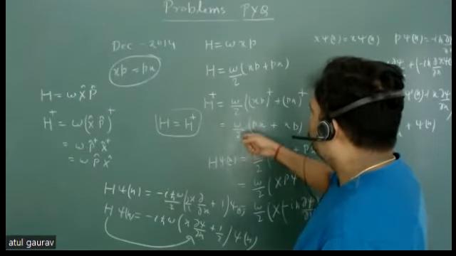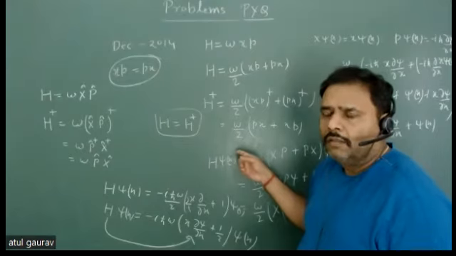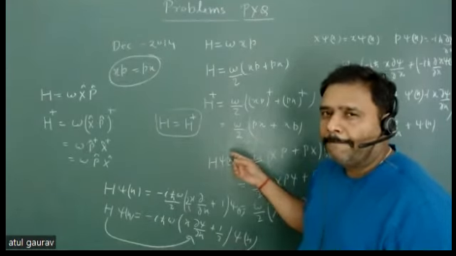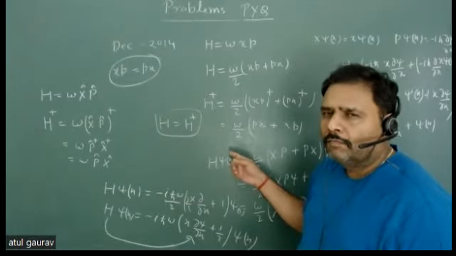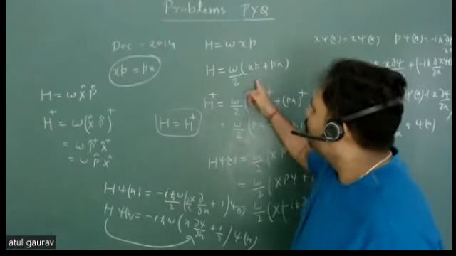I have proved this thing, sir. Yes, sir, this I am understanding. But I am not able to understand how omega by 2 (XP plus PX) equals H equals omega XP. This is equal to this.